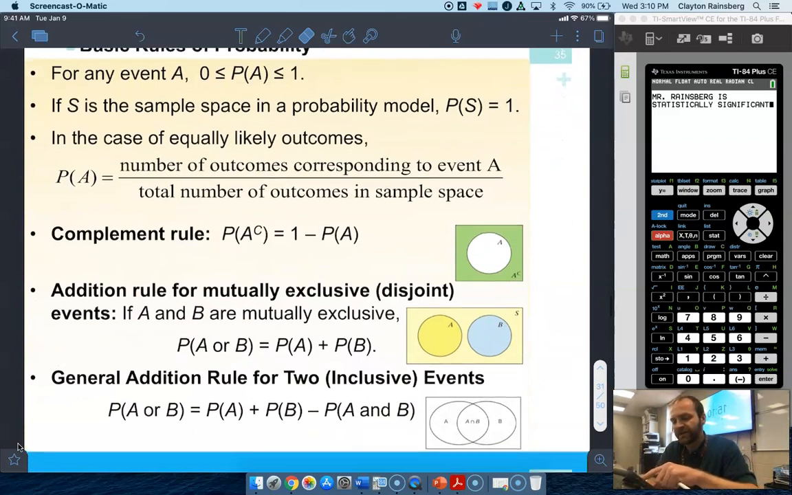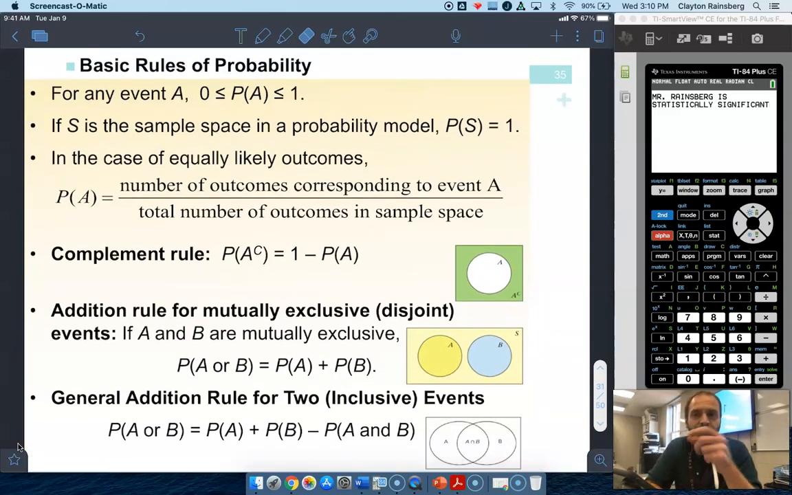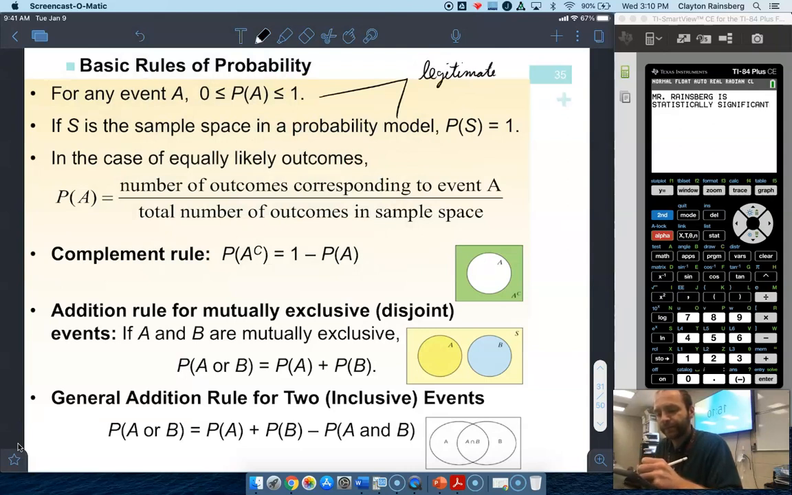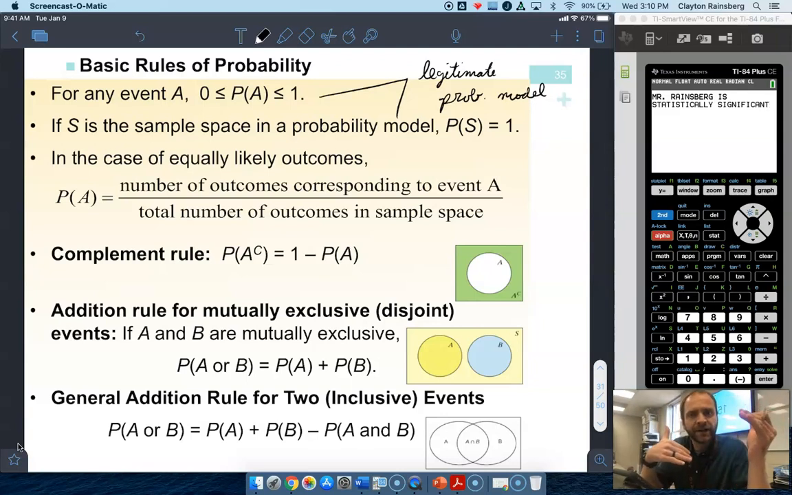So here are the basic rules of probability that we've discussed before, and it looks like a lot, but we've covered these. For example, the first one: for any event A, the probability of A is between 0 and 1. That, plus the second bullet point, the sample space in a probability model is equal to 1. These two are our definition of a legitimate probability model. In the case of equally likely outcomes, the probability of event A is the number of outcomes of that event divided by the total. We used that when we did the die problem: probability of a 5, we counted how many times the sum of 5 occurred divided by the 36.